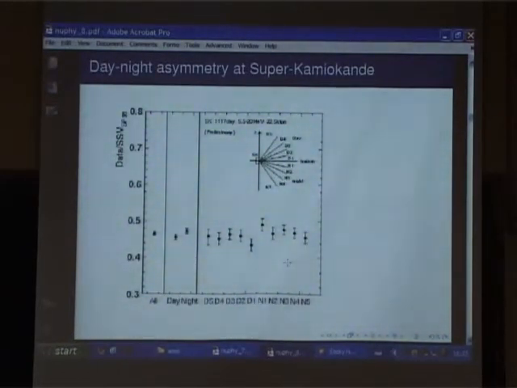So I just made 5 different bins of this kind. Wait, 10 different bins, 5 day and 5 night. And then I plot it. So if you see here, one may think that there is some kind of daylight asymmetry, to a very small extent, of the order of 1 sigma.